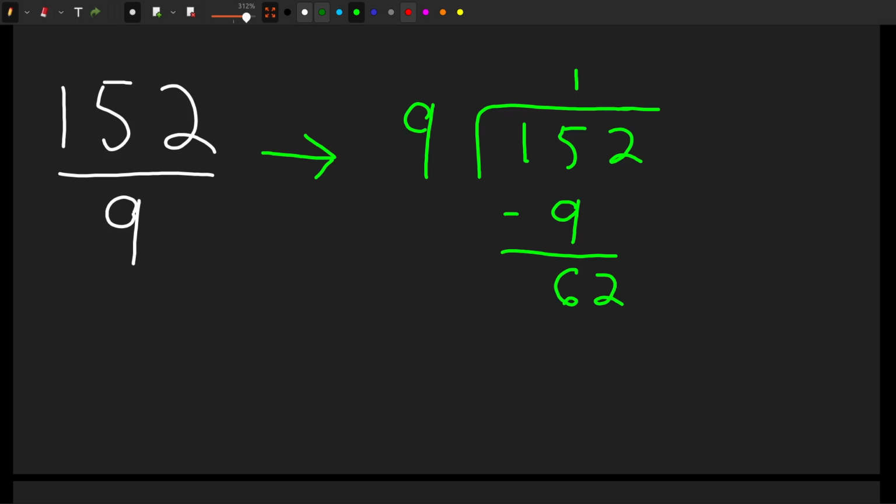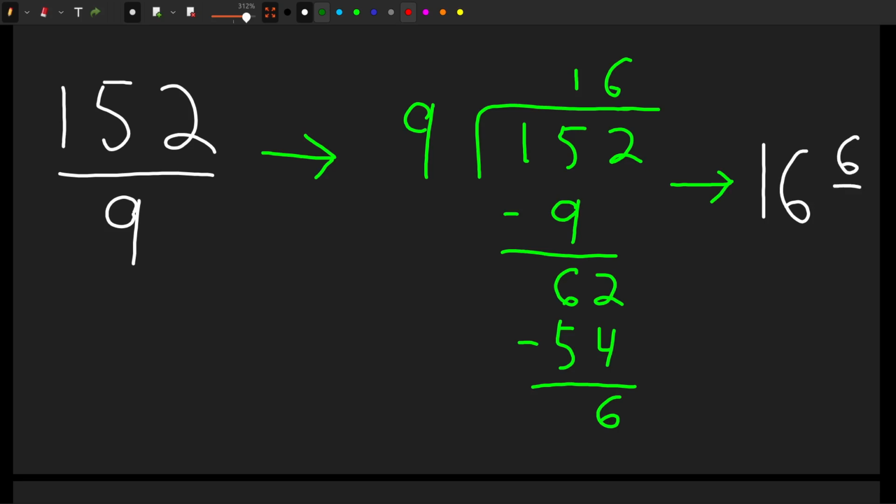Sorry, I was thinking for a moment. What was it? 9 times 6 is 54. 9 times 7 is 63, so it's 9 times 6. Whoops. 54 here. Subtract that, I get 6 left over. And from there now, my answer becomes 16 and 6/9.